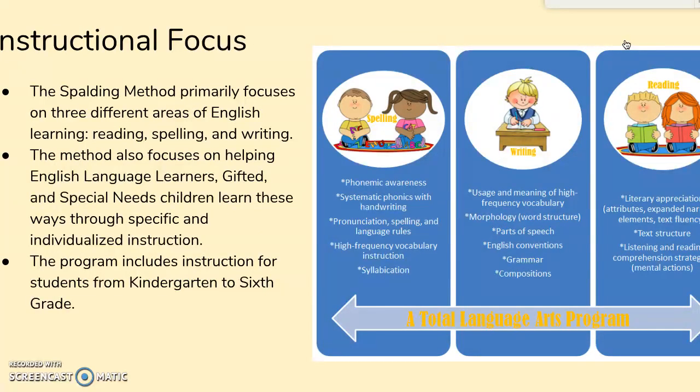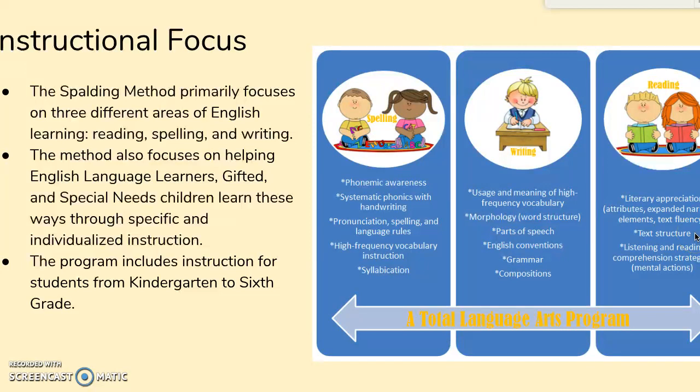So, the instructional focus. I kind of talked about this earlier. The Spalding method primarily focuses on three different areas of English learning, which are reading, which is over here, writing, and spelling. And I think that this graph, which I actually took from the website, is very important because it really articulates the main things that they are seeking to teach the students. So for reading, there is literary appreciation, basically being able to interpret literature and speak about it and talk about what works in a story, what doesn't work in a story, and literary conventions, that's emphasized.